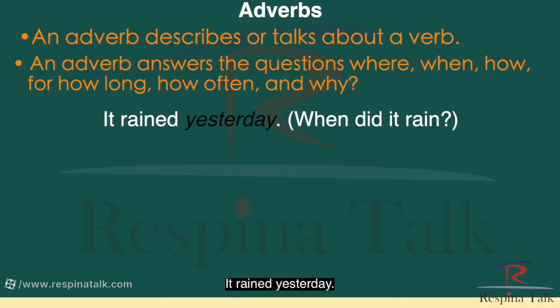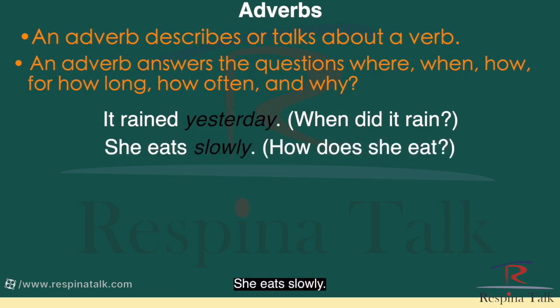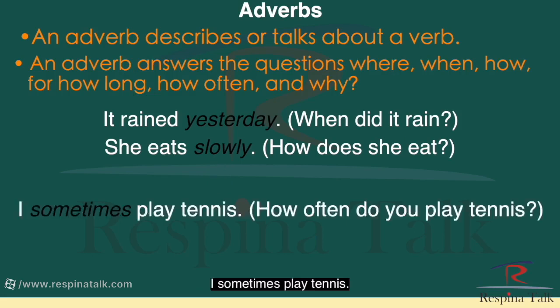It rained yesterday. Here, yesterday is the adverb, and it answers the question of when did it rain. Let's look at this other example. She eats slowly. Here, again, slowly is the adverb, and it answers the question of how does she eat? Look at this other example. I sometimes play tennis. Here, sometimes is the adverb, and it answers the question, how often do you play tennis?